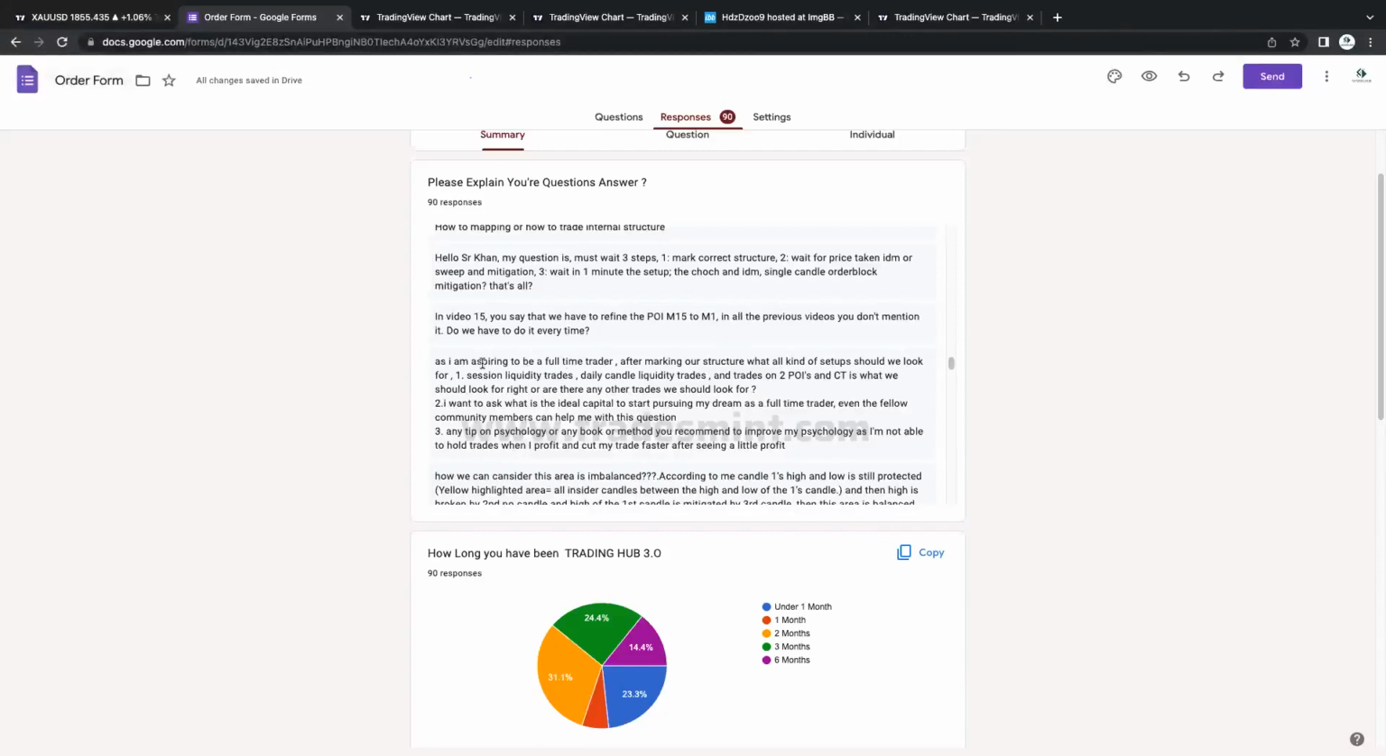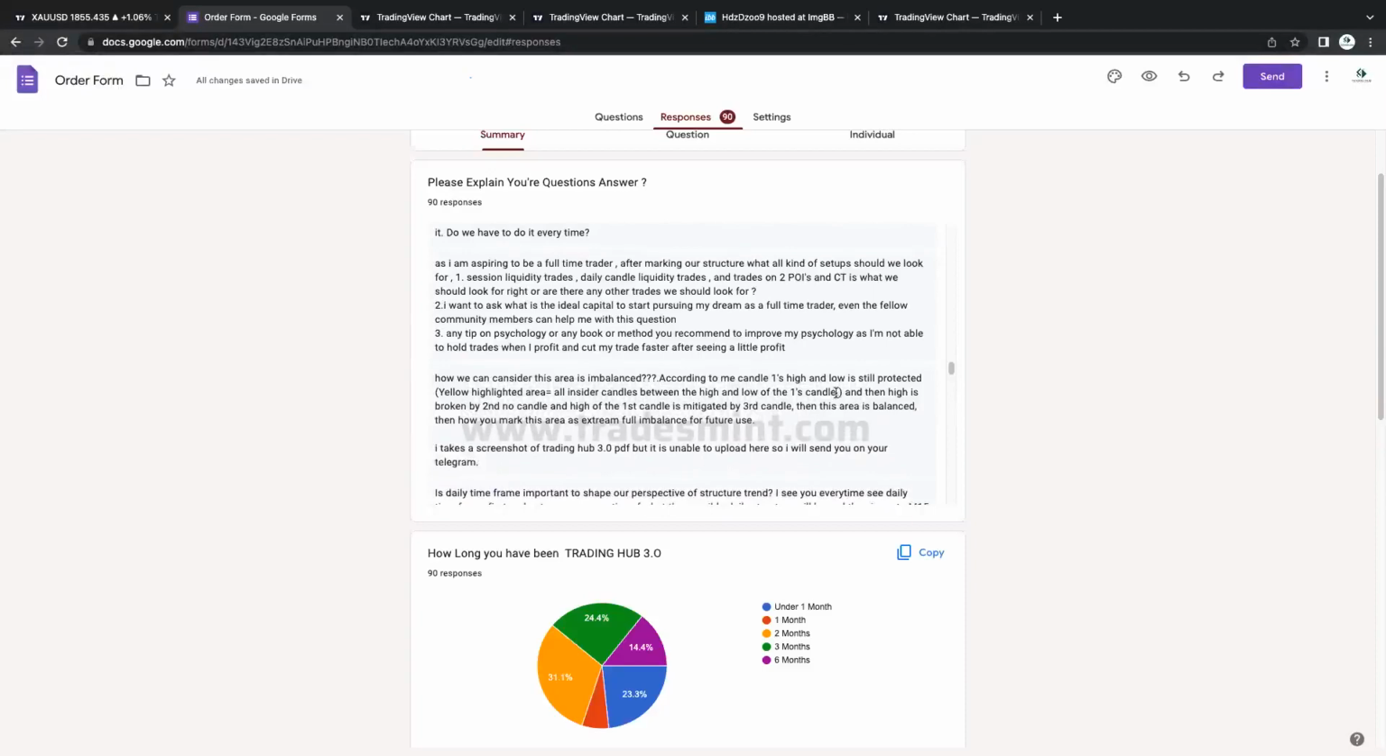Okay, so I'm especially a full time trader, I'm marking the structure kind of setup. Can we look at it as liquidity? Yes, sir, I mentioned it recently, right? You can simply trade based on structures, and it also depends on your ability, right?